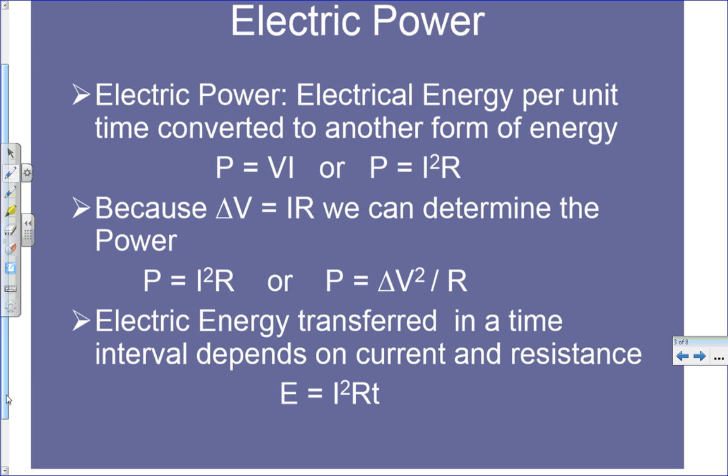Power can also be found by taking the current squared times the resistance. If we think about that, Ohm's law says that resistance is equal to voltage divided by current. So, to rearrange the equation, voltage is equal to current times resistance. If we substitute this into the equation for voltage, we'd have current times resistance times current, or current squared times resistance.